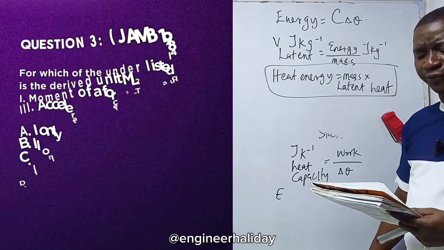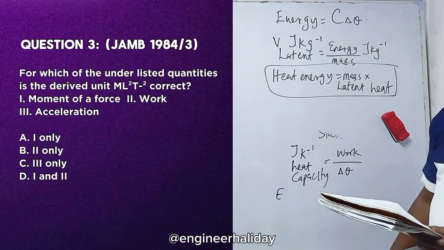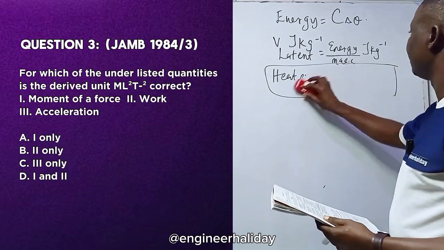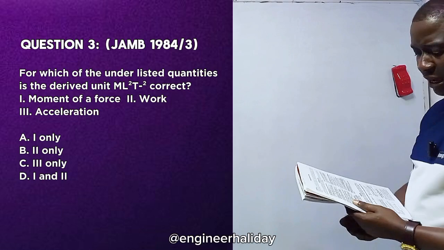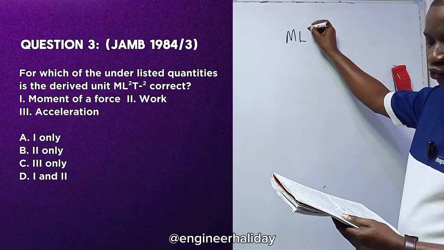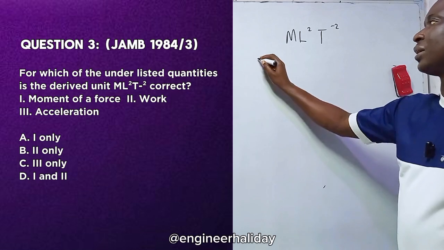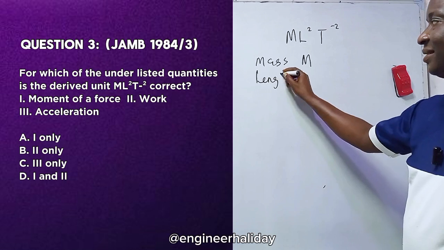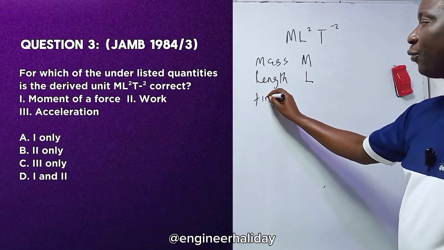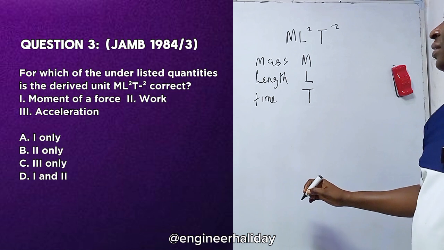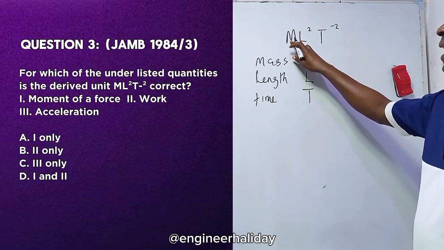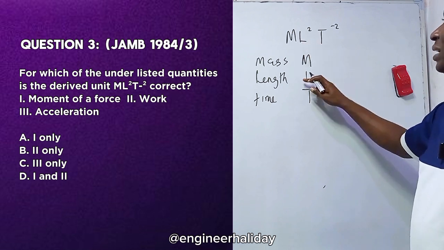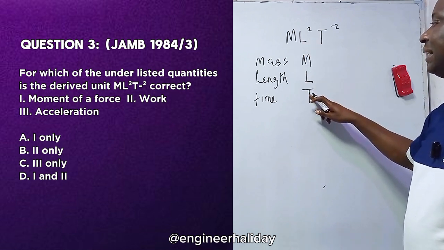Number 3 says, for which of the underlisted quantities is a derived unit of M L square T minus 2? Don't forget that the dimension for mass is M. The dimension for length is L. The dimension for time is capital letter T. So in this question, M is the dimension for mass, which is kg. L square is for meter. Then T is for time.